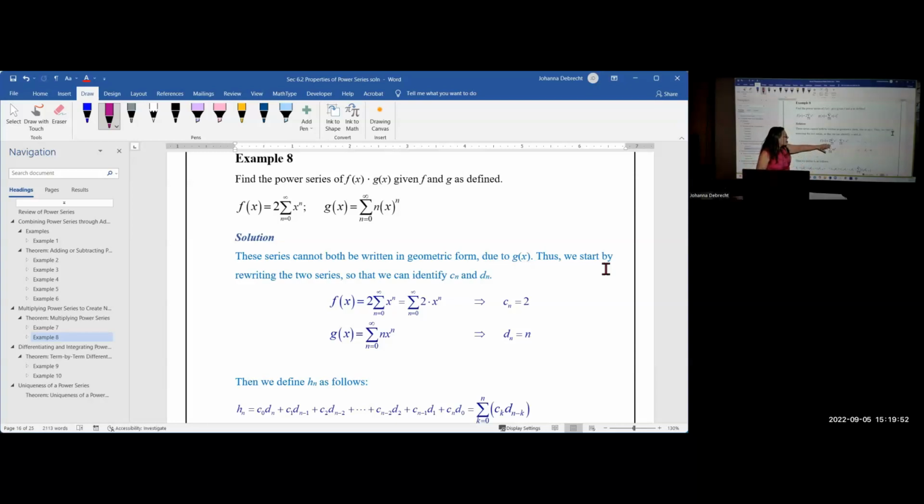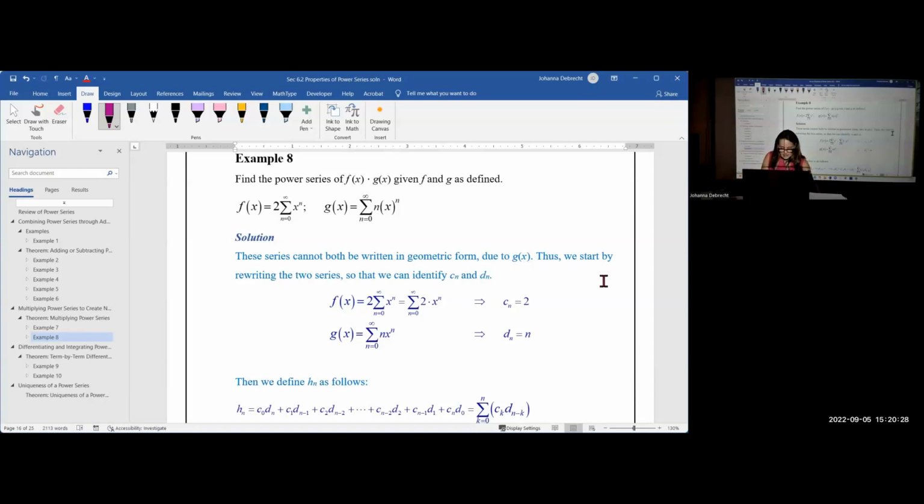So let's take a look at f of x. The 2 is a constant. We know the power series converges, so we can pull the 2 on the inside, which means that C sub n is always the number 2. Every C sub n is 2. They're all 2, all right? When we look at the power series for g, the series from 0 to infinity of n times x to the n, D sub n is given by n. Now, that's going to change depending on what n is, all right?